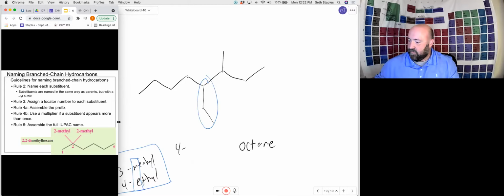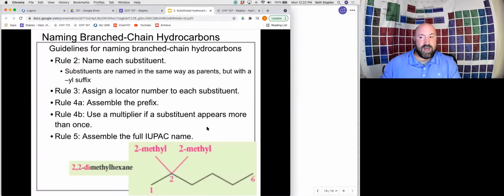4-ethyl 3. Ran out of room there. 3-ethyl, or sorry, 4-ethyl 3-methyl octane. Note that I also put dashes in between any numbers. And so 4-ethyl. Then we're going to come up with another number. So -3-methyl. Those are an important part of our naming system as well.